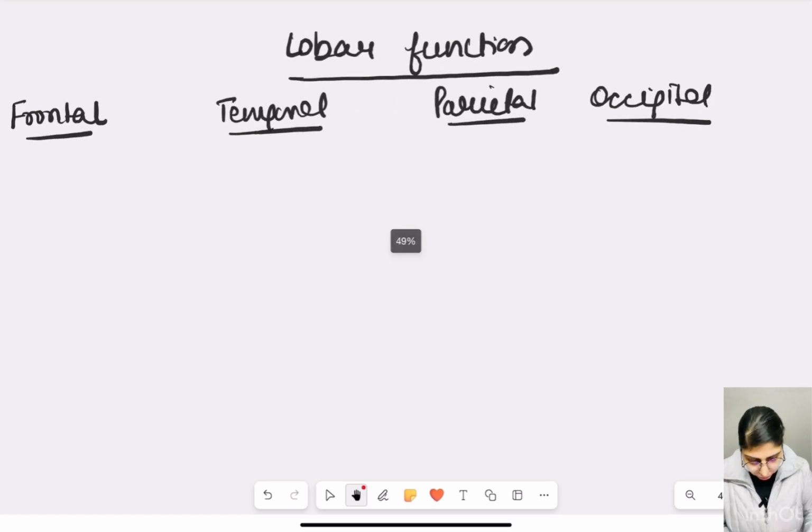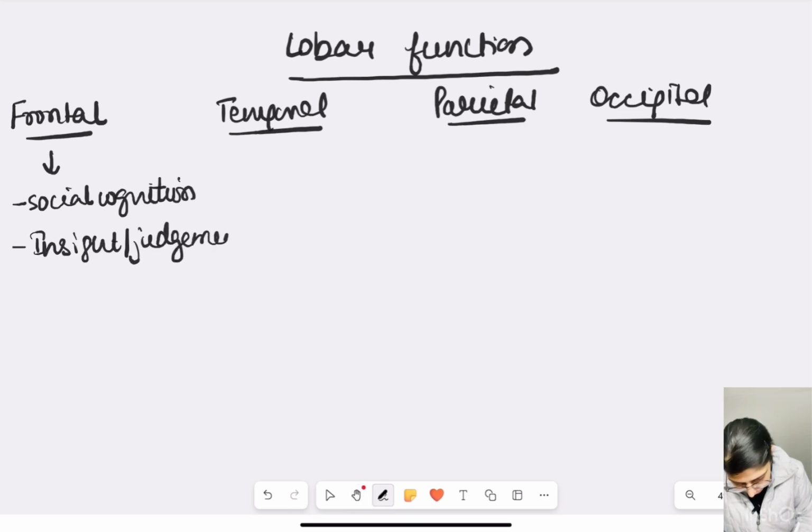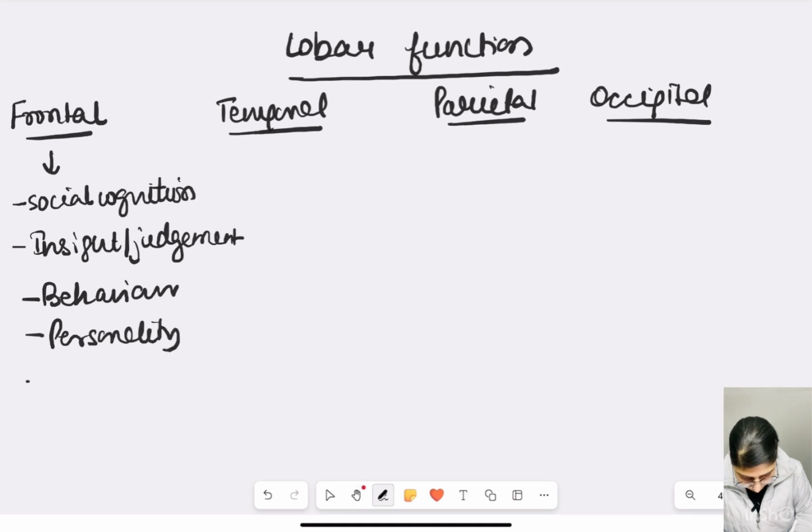So when we talk about frontal lobe, social cognition is a function of the frontal lobe. Insight and judgment about right and wrong, a part of frontal lobe. Behavior, a part of frontal lobe. Our personality, a part of frontal lobe.